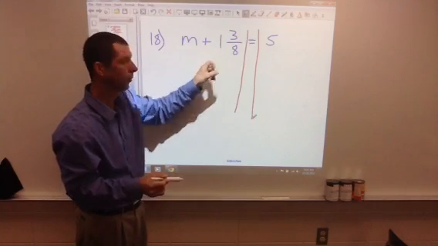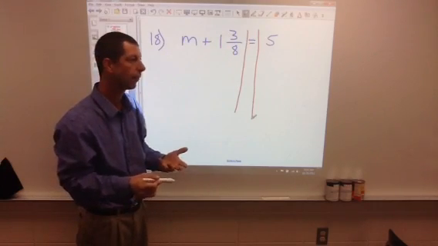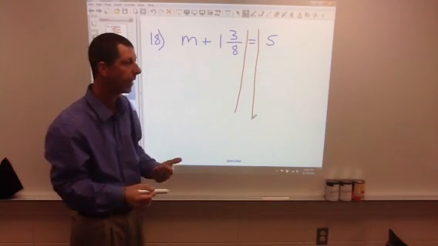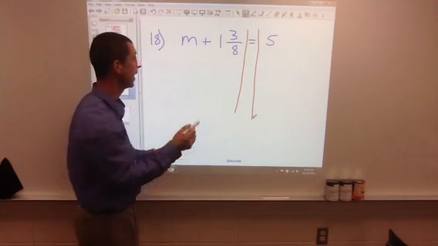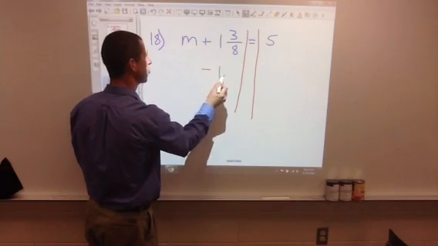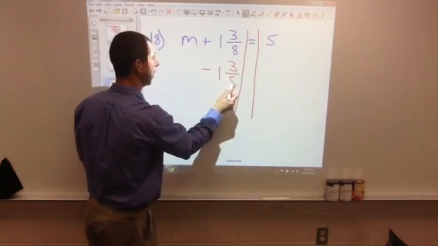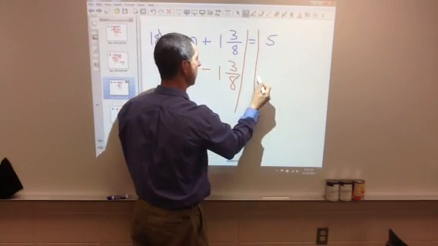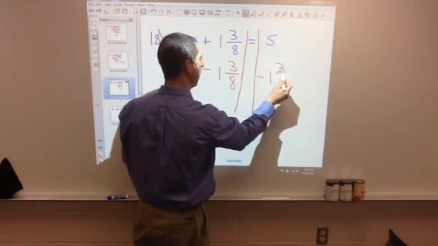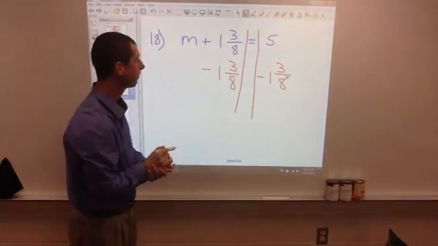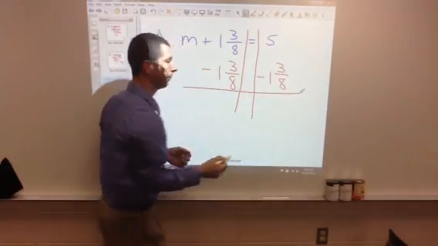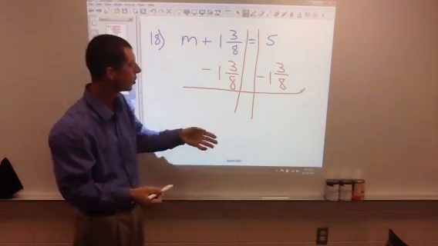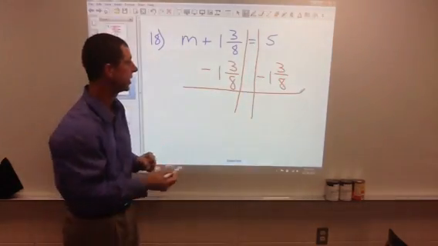You want to get m all by itself, so you need to get rid of plus 1 3/8. The opposite operation, or what gets you back to 0 from a positive 1 3/8, is to subtract 1 3/8. So that's what we're going to do. We're going to subtract 1 3/8. Whatever I do on this side, I have to go over here and do exactly the same thing. Subtract 1 3/8. Now, what makes this problem much more challenging is the fact that we have a mixed number involved now. So this is a little more challenging step.